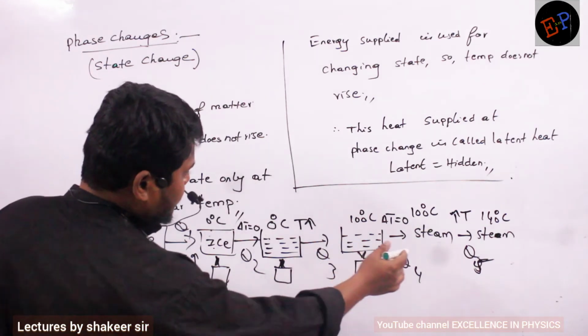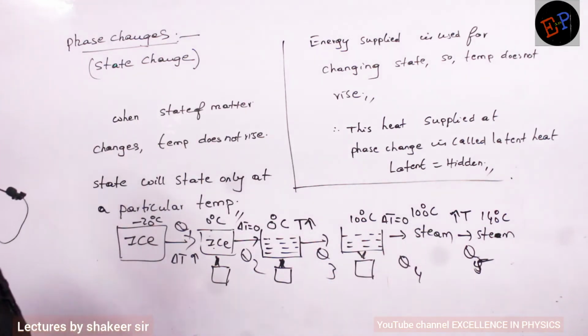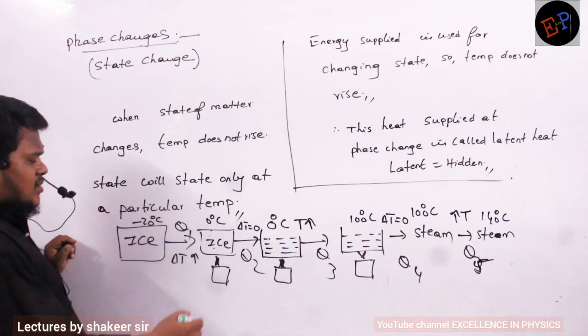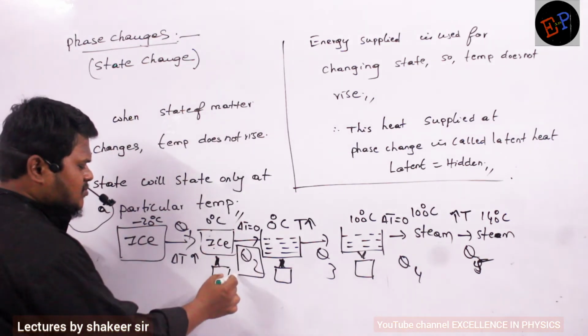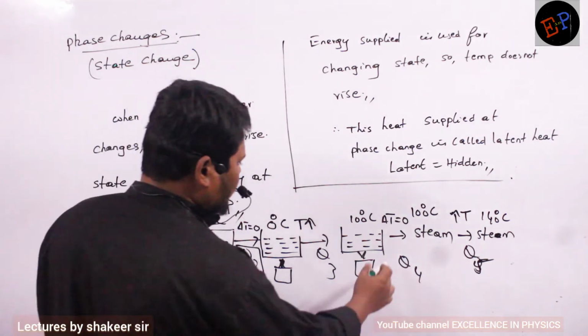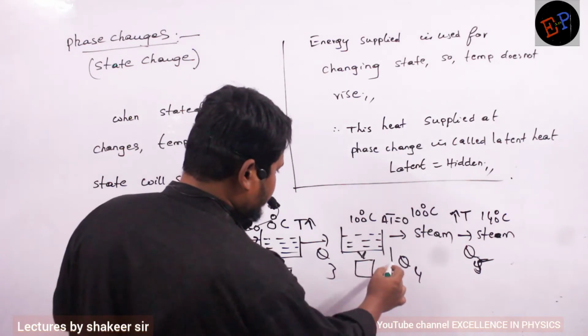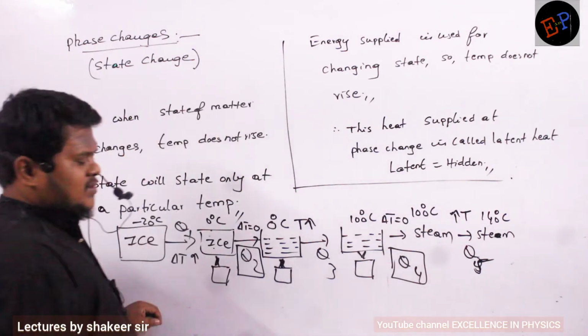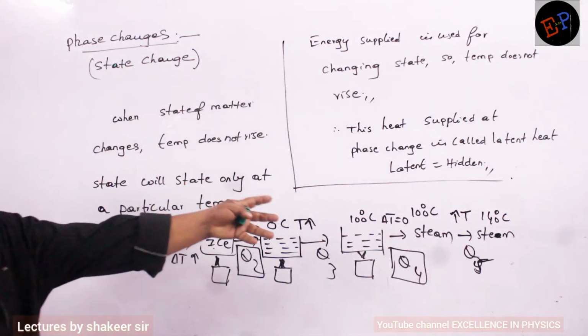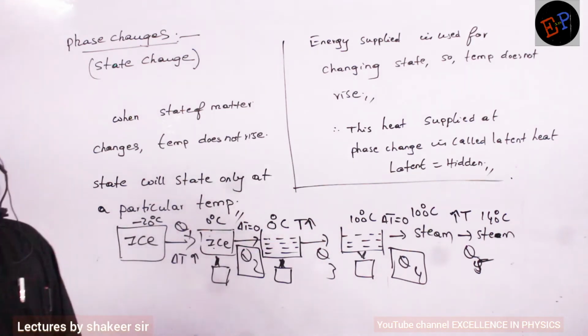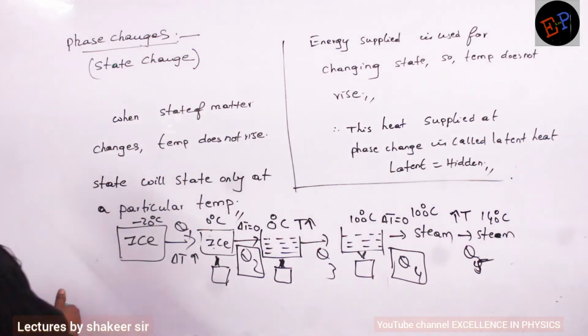Q1, Q2, Q3, Q4 or Q5? Which one is latent heat here? Q2 is latent heat, no? Similarly Q4 is also latent heat. The remaining are general heats which we are supplying. Understood, no? So therefore we write, in this diagram only, we will try to understand.